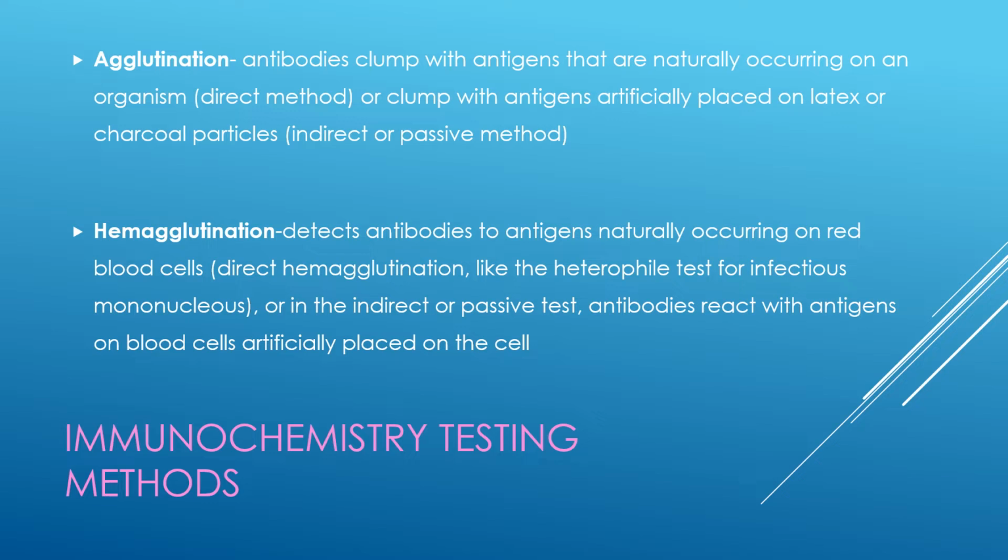In hemagglutination, we detect antibodies to antigens that are naturally occurring on red blood cells. That's called direct hemagglutination. One example of that is the heterophile test for infectious mononucleosis. We also have indirect or passive hemagglutination, where the antibodies react with antigens on blood cells that have artificially been placed there.